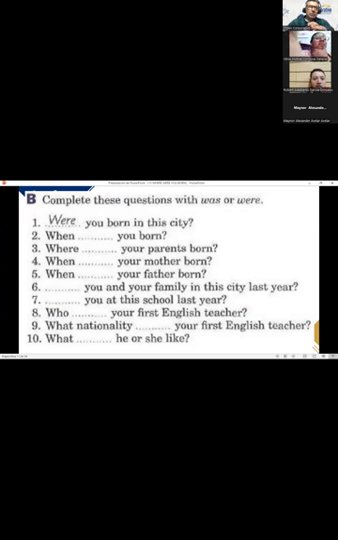I would like to have nine volunteers, but raise your hands in order to make it right. Please look at the sentences over there, and it says complete these questions with was and were. Look at the questions. I'll give you like 30 seconds. Raise your hand, please.